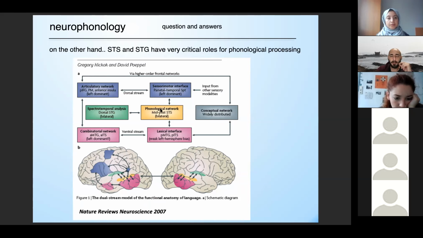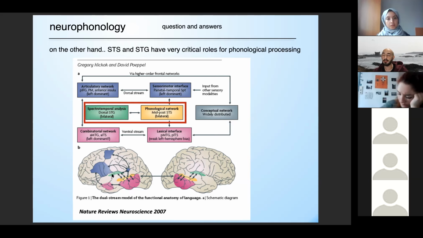If you take this complex paper by Hickok and Poppel, you see a very, very complex model of the brain, right? But if we highlight our STG and our STS, you see that there is some connection to the stuff we talked about before. So here you have spectrotemporal analysis of the sound, over the experiment, the quills, the scrambled quills.